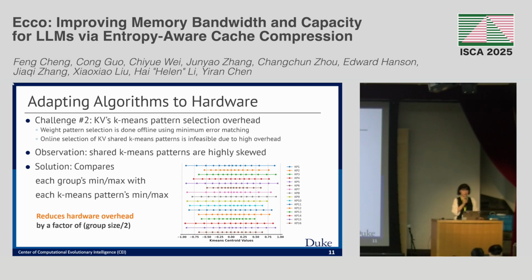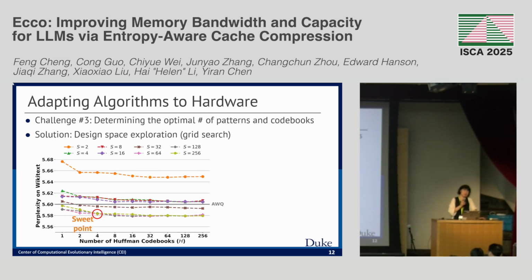The second challenge is that selecting the right k-means pattern for the KV cache data at runtime is very costly using minimal error matching. We observe that most patterns are highly skewed, with a noticeable difference between the minimum and maximum values. So in this work, we simply compare each group's minimum and maximum to those of the candidate patterns for fast selection.